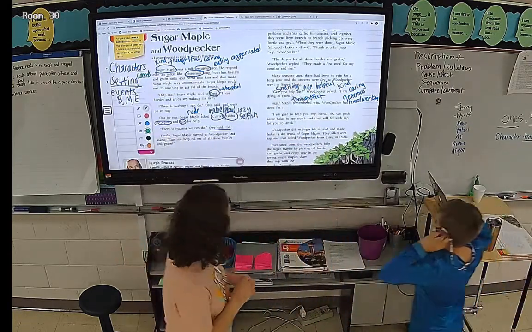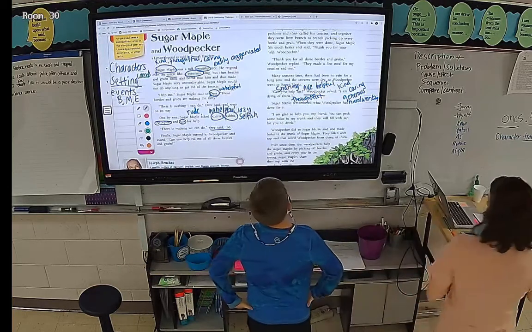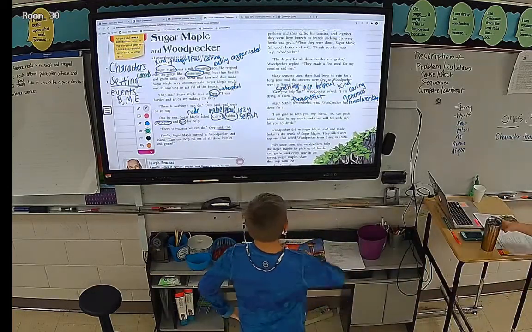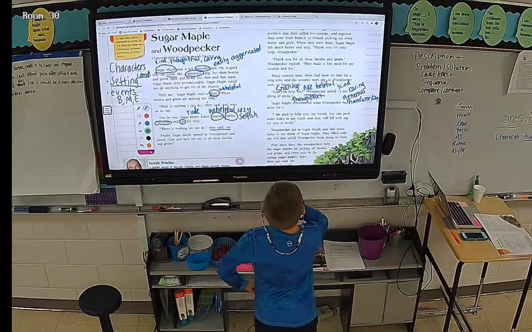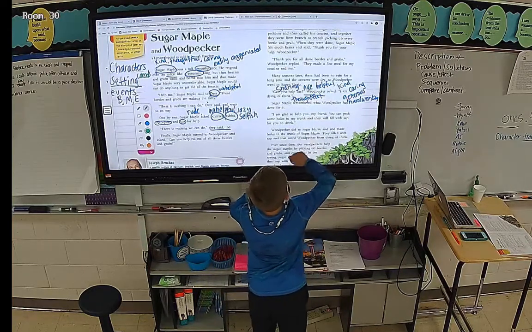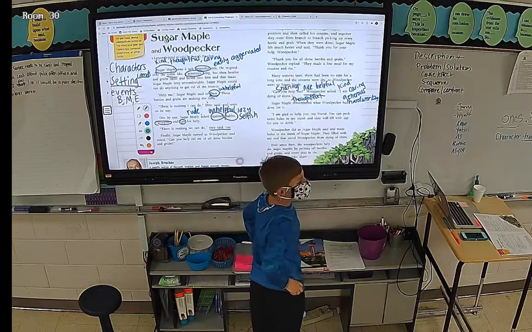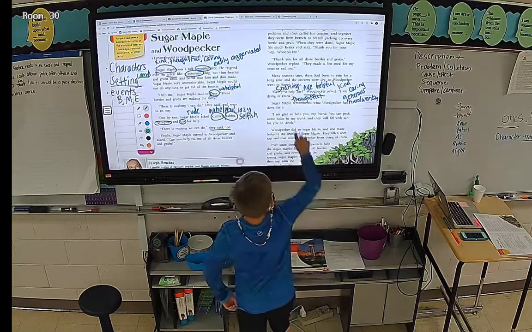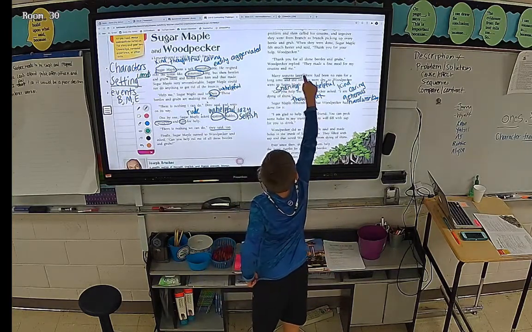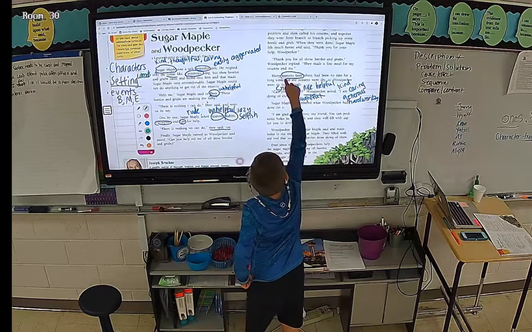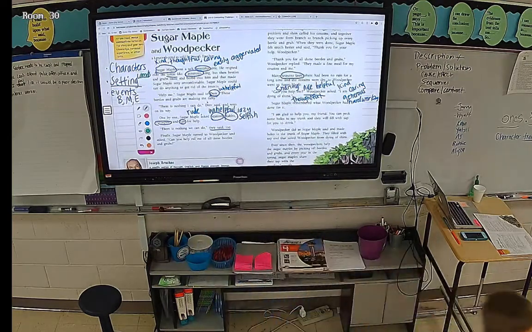I don't think a tree can move. How has the setting changed? It's seasons later. Okay, so underline that. Seasons later, but there's something more. Seasons later, so we're talking about a time period that has passed.